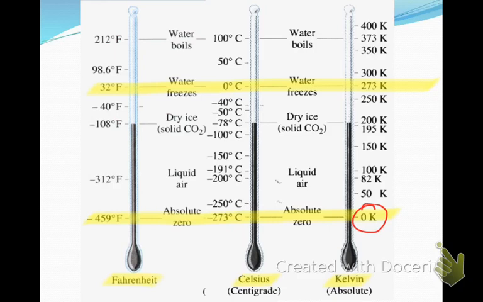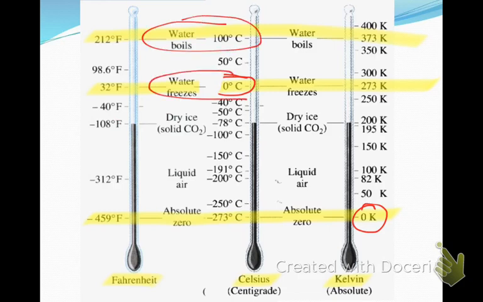With water freezing, 32 degrees Fahrenheit, 0 degrees Celsius, and 273 Kelvin. And then water boiling at 212 degrees Fahrenheit, 100 degrees Celsius, and 373 Kelvin. So the things you need to remember: absolute zero is 0 Kelvin. Water freezes at 0 degrees Celsius, and water boils at 100 degrees Celsius. From knowing these degrees Celsius values, we can calculate what the kelvins are. So you don't need to memorize these Kelvin values.